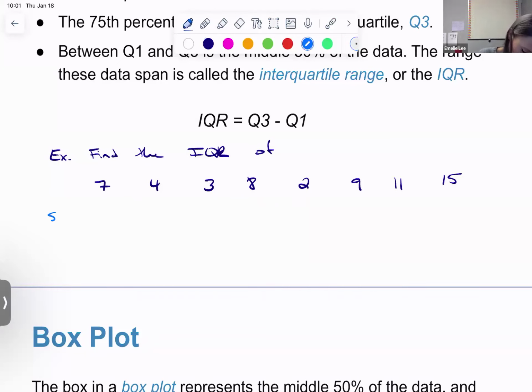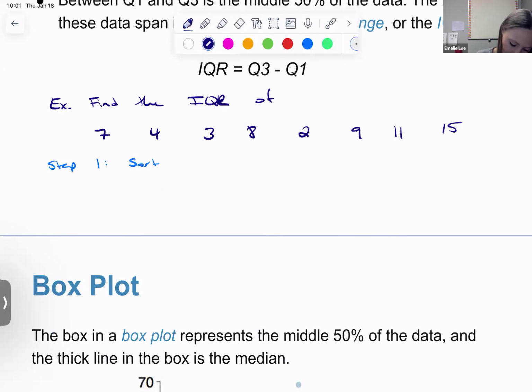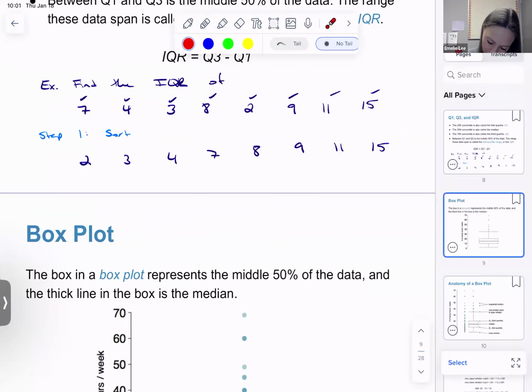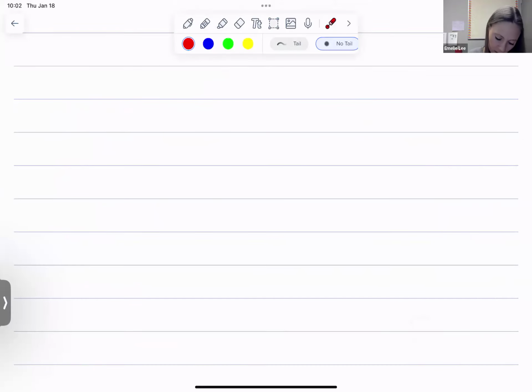So step 1, sort. I like to indicate that I've used each value so I can check my work. 2, 3, 4, 7, 8, 9, 11, and 15. Let me count them again just to make sure: 1, 2, 3, 4, 5, 6, 7, 8. Looks good. Make sure they're sorted. Looks good to me.